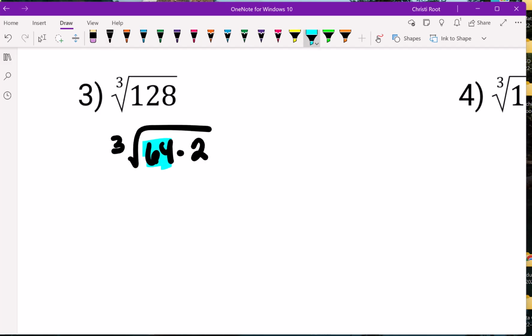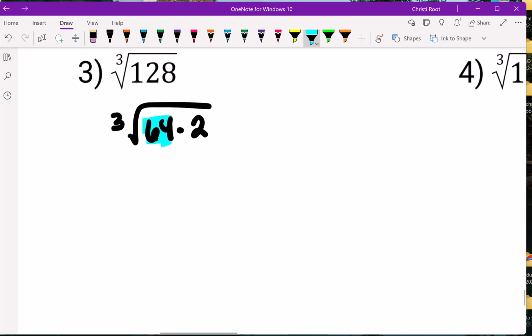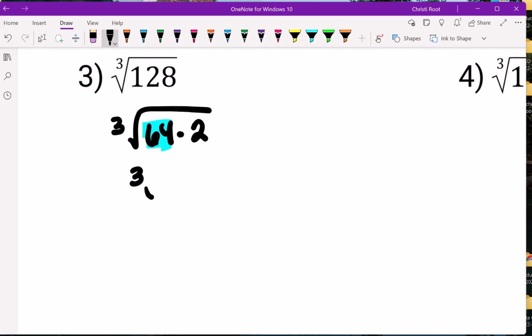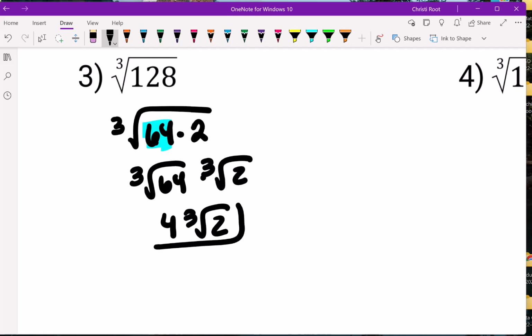That's the risk you have. So 8 can be tricky. If 8 works, try 64, see if that one works. So the cube root of 64 is 4. And I cannot do the cube root of 2, so it has to stay.